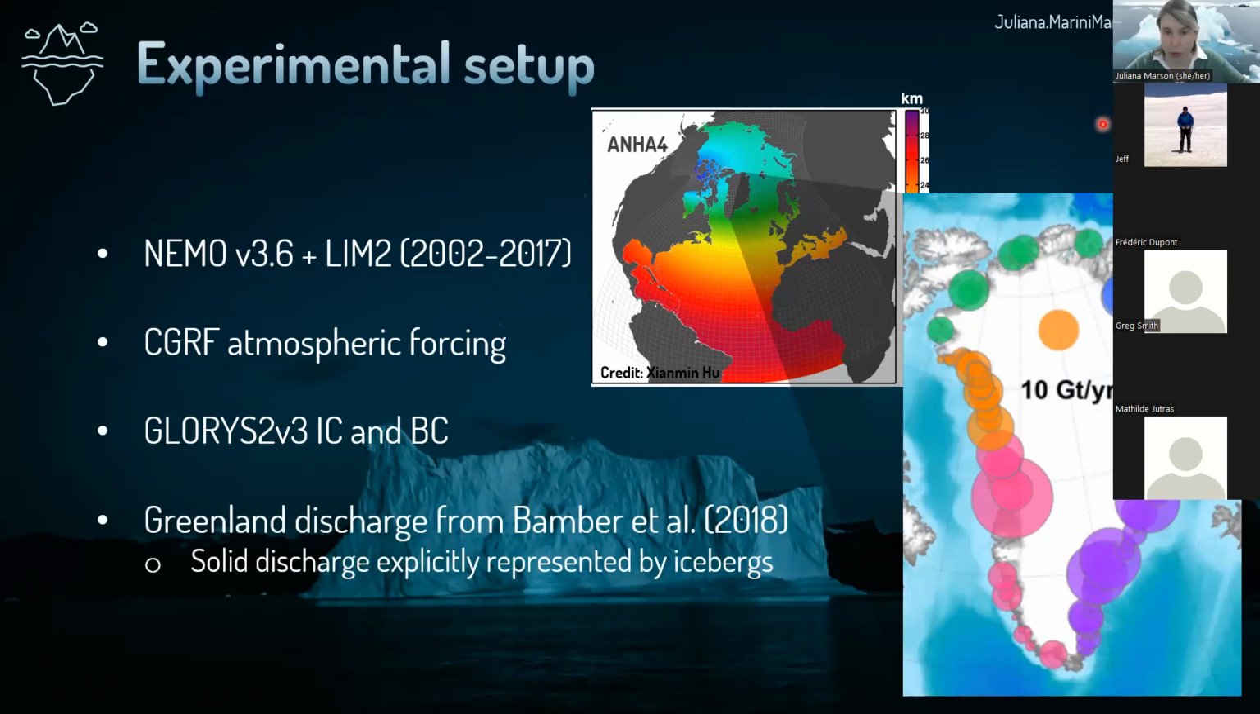And in the model, we represent the solid portion of the discharge as icebergs. In this map, what you can see is the solid discharge, and the bigger the bubble, the bigger the solid discharge in that particular region. So if you have any questions or want to know a little bit more about the model configuration or the iceberg module, please either send me an email or put a question in the chat.